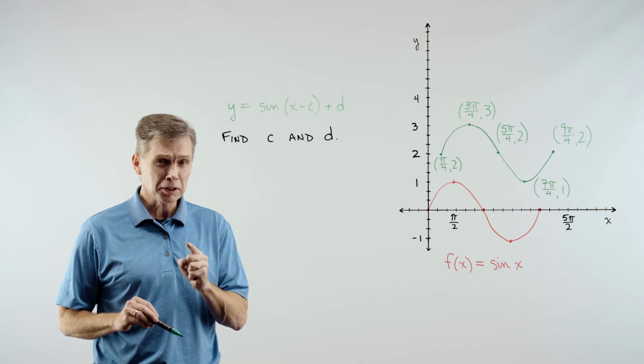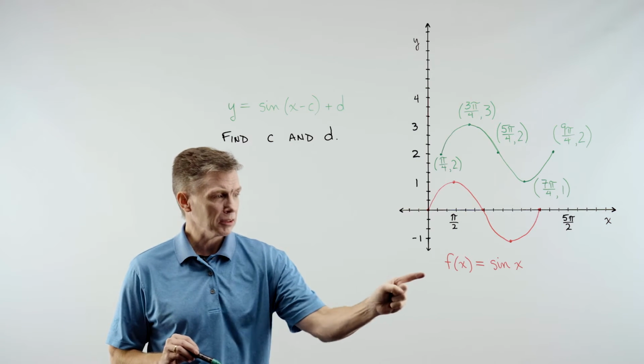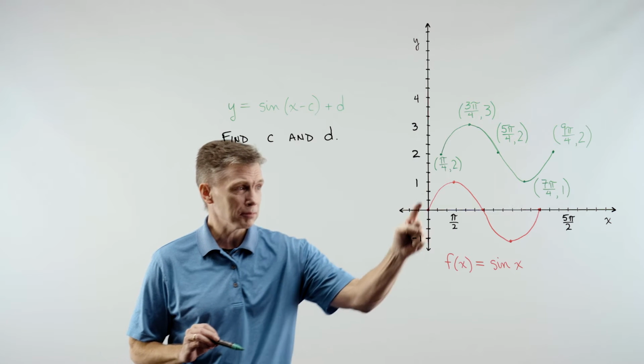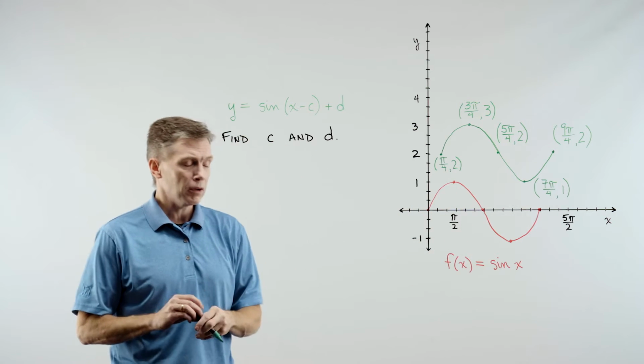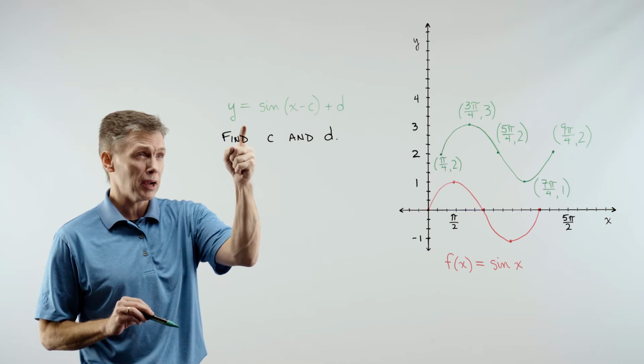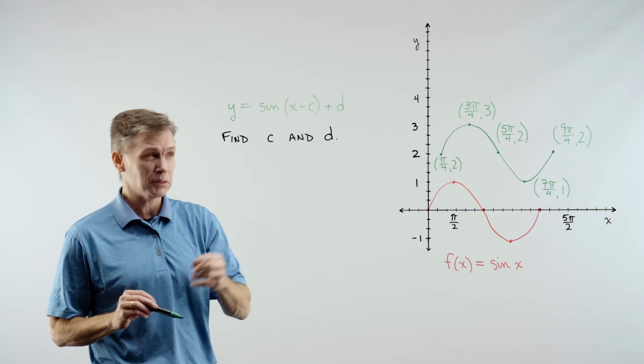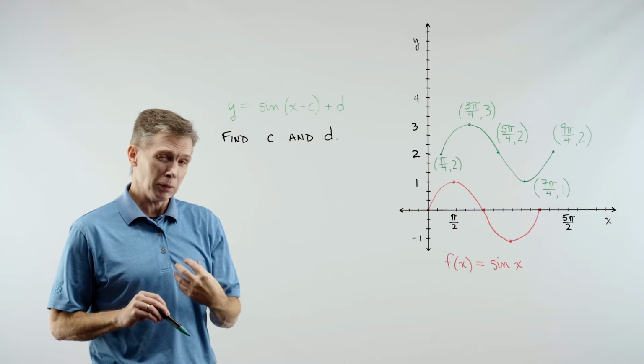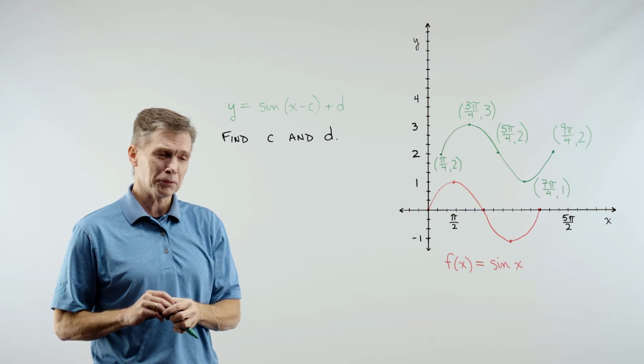All right, this problem starts us off with a graph, and they describe that what's provided is one period of your good old familiar f of x equals sine of x, here in red, and also a period of the graph y equals sine of (x minus c) plus d. They want us to find the values for c and d.